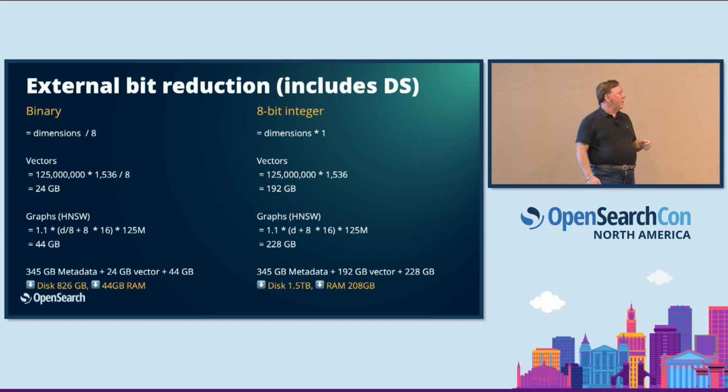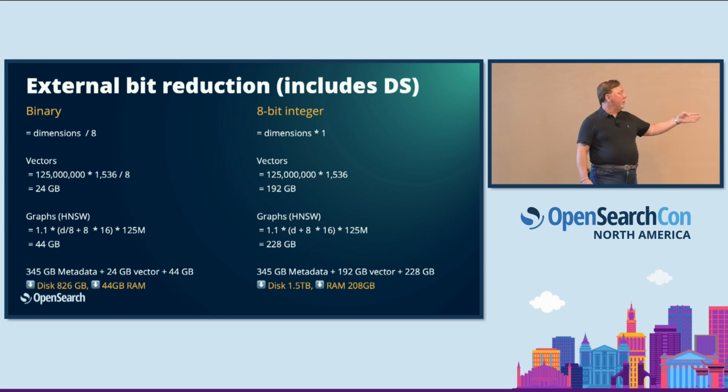My vectors then, for binary, the storage is 125 million times 1536 dimensions divided by 8, because it's 1 bit per dimension, so I divide by 8 to get the number of bytes. Okay? That means 24 gigabytes of storage. For the graphs, I use the same formula, but instead of dimensions times 4, I now have dimensions divided by 8 for the same reason, and then plus 8 times 16 times 125 million. The graphs then are 44 gigabytes.